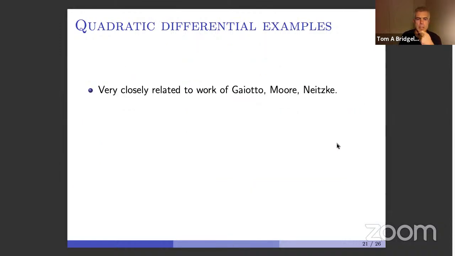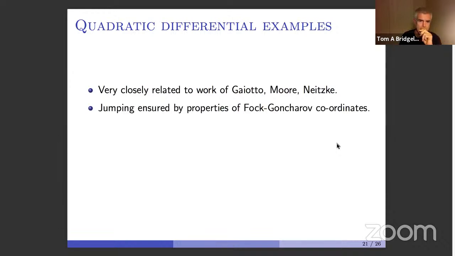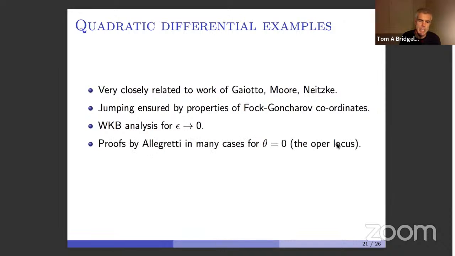Okay, so as I said, this is very closely related to work of GMN from 10 years ago. The jumping is given by the properties of the Fock-Goncharov coordinates. You need the WKB analysis to check the behavior as epsilon goes to 0. And Dylan Allegretti has given proofs of this conjecture, that this gives solutions to the Riemann-Hilbert problem in the case that theta equals 0, which actually corresponds to the connection nabla being an oper.